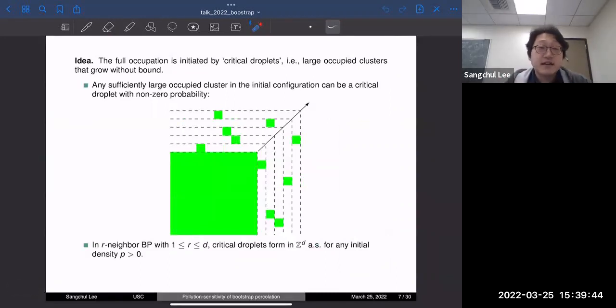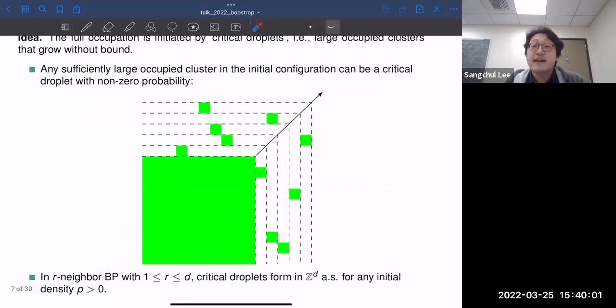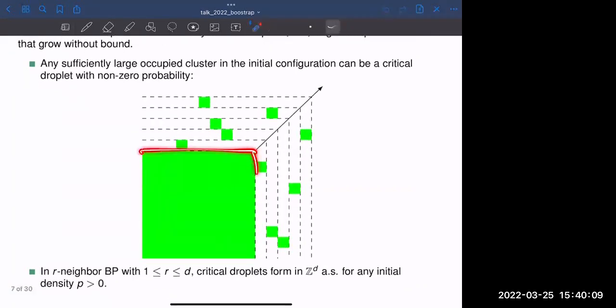All right, let's briefly see why this happens. The idea is that the full occupation is actually initiated by something called the critical droplet. It is some large occupied cluster in the initial configuration that grows without bound. So let's see what happens when we have some sufficiently large occupied cluster in the initial configuration.